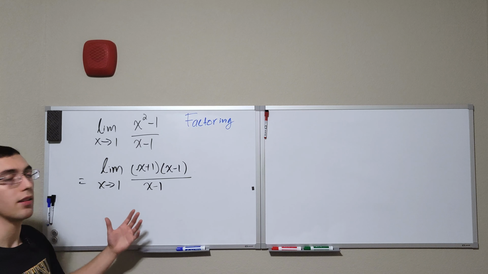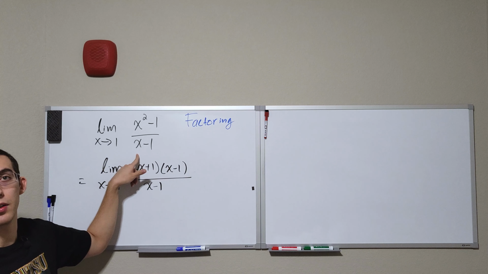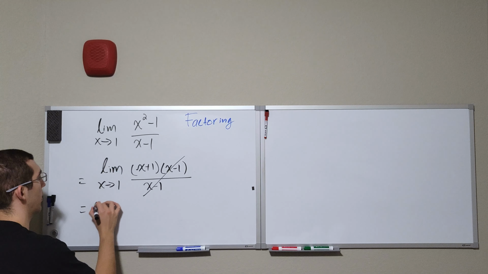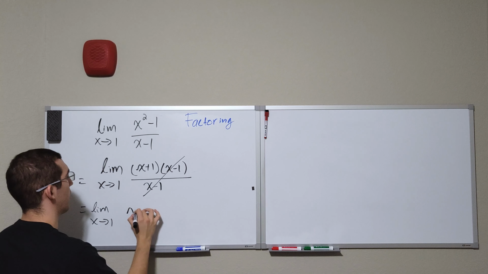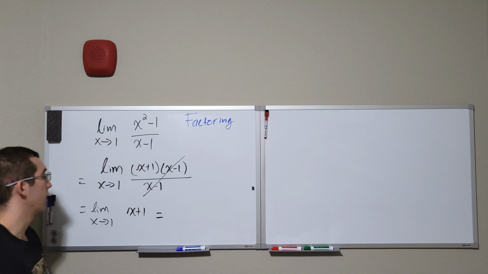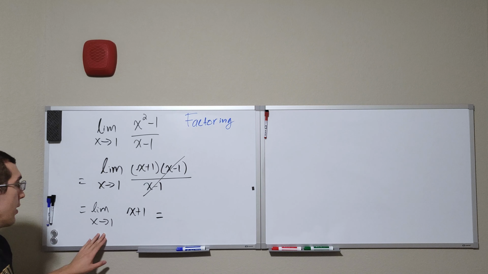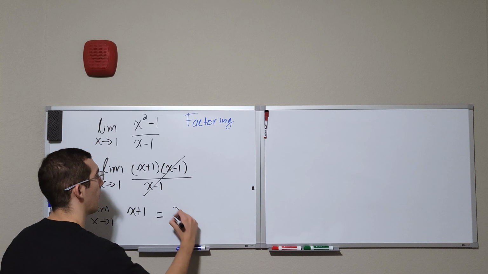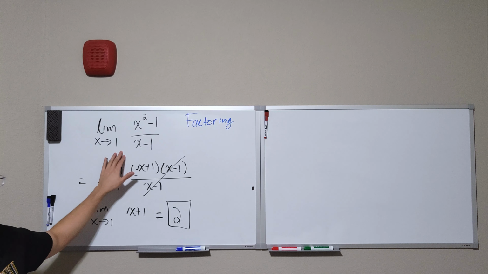So now, the easiest next step to do is to cancel this x minus 1 in the denominator with the one up here. So these cancel, so now we're just left with the limit as x approaches 1 of x plus 1. Now we can go back and check whether we can plug in this number. In this case, we can do it, which is 1 plus 1, which is equal to 2. And that will be our answer for this particular limit.